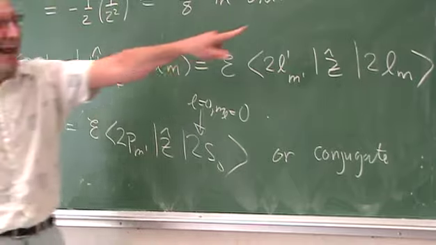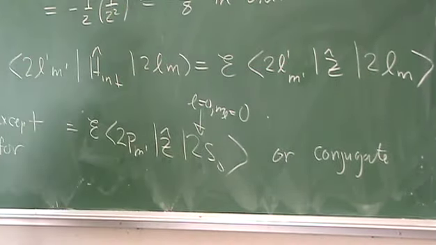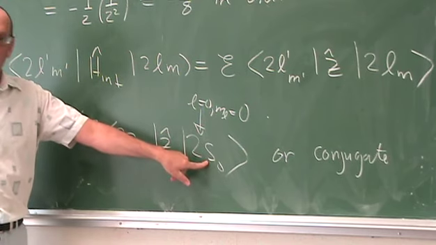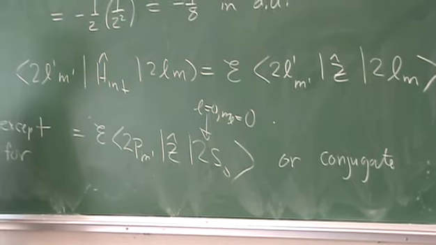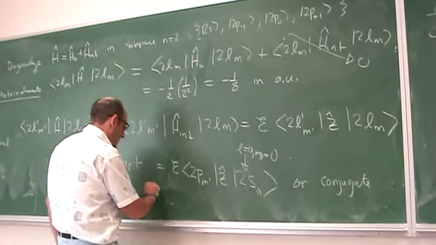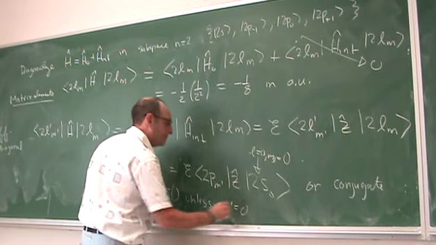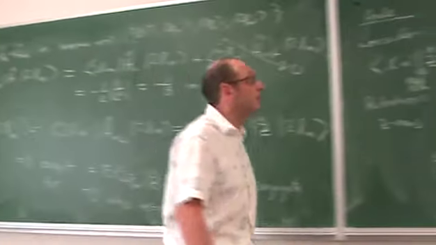Zero, right? That's what you just said, m equals m prime. So the only non-zero off-diagonal matrix elements are the ones that couple the 2s0 with the 2p with m equals 0. Okay? So this is 0 unless m prime equals 0. So from this we deduce the following.